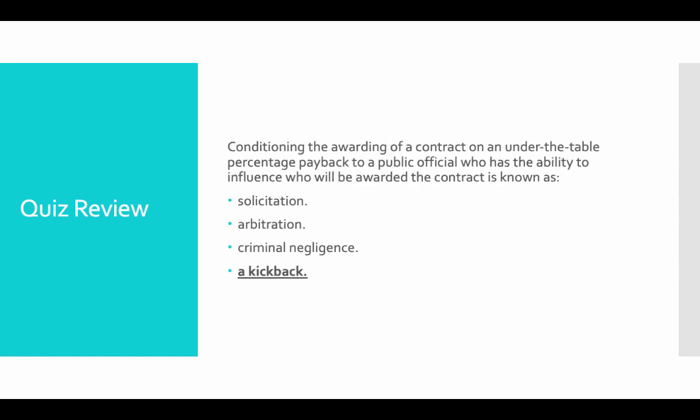The next one: conditioning of the awarding of a contract on an under-the-table percentage payback to a public official who has the ability to influence who will be awarded is known as a kickback or a bribe. Under the law, it's known as a kickback, but think about situations, even in television shows, where Bob knows Joe who owns this construction firm, and Bob is a public official. So the public official makes sure that Joe gets the job on the construction site, and then he gives a little bit of money back to the public official.